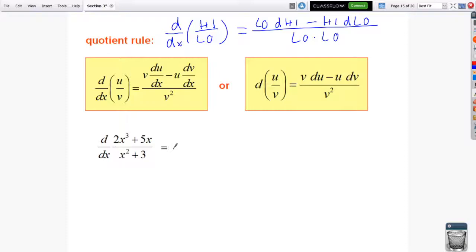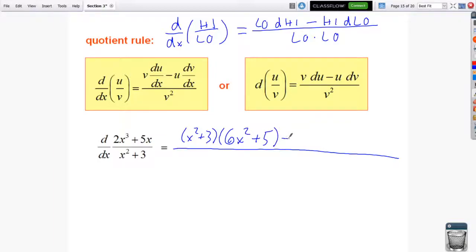But looking at this, I know that I'm going to have a huge, humongous fraction. Again, low d high, high d low. Low, what's the low? The low is the bottom one, x squared plus 3. So I've got x squared plus 3 times the d high. The d high just means derivative of the top. Derivative of 2x cubed is 2 times 3 is 6, 3 minus 1 is 2. So I've got 6x squared, plus derivative of 5x, 5.